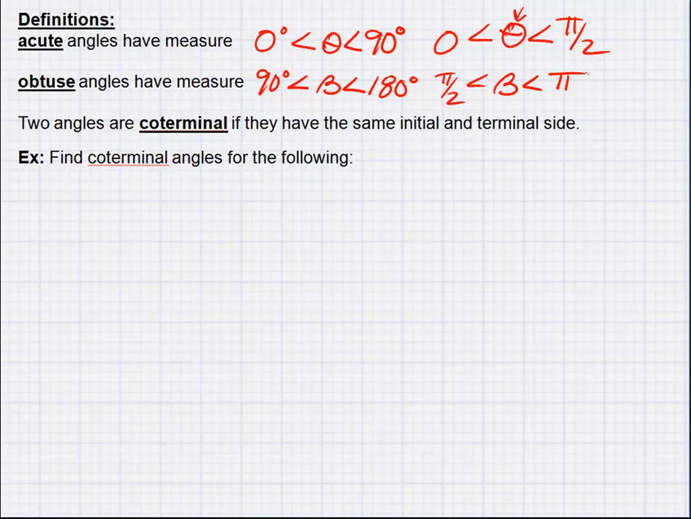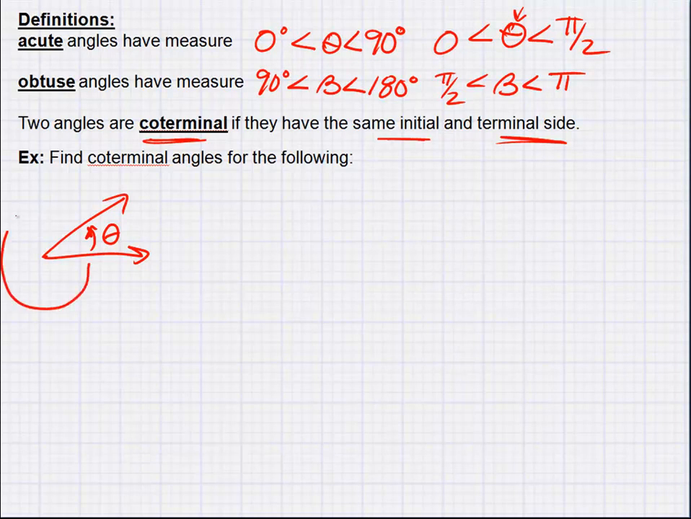Another definition that's important we already talked about is the idea of coterminal angles. Coterminal angles have the same initial and terminal side. They start and end in the same spot. So we talked about this. If I have an angle like this angle right here, say theta, it is coterminal to this angle here, say beta. Okay? They both start and end in the same spot.